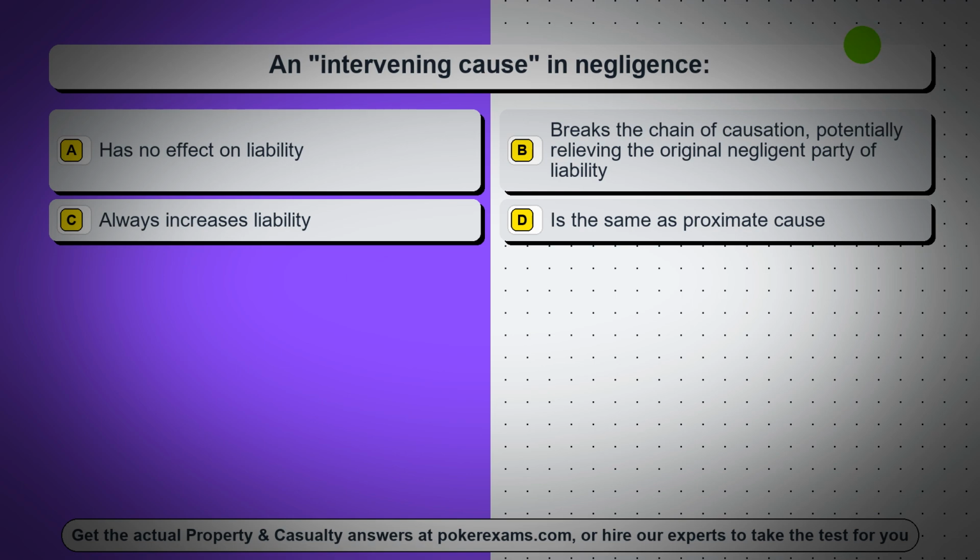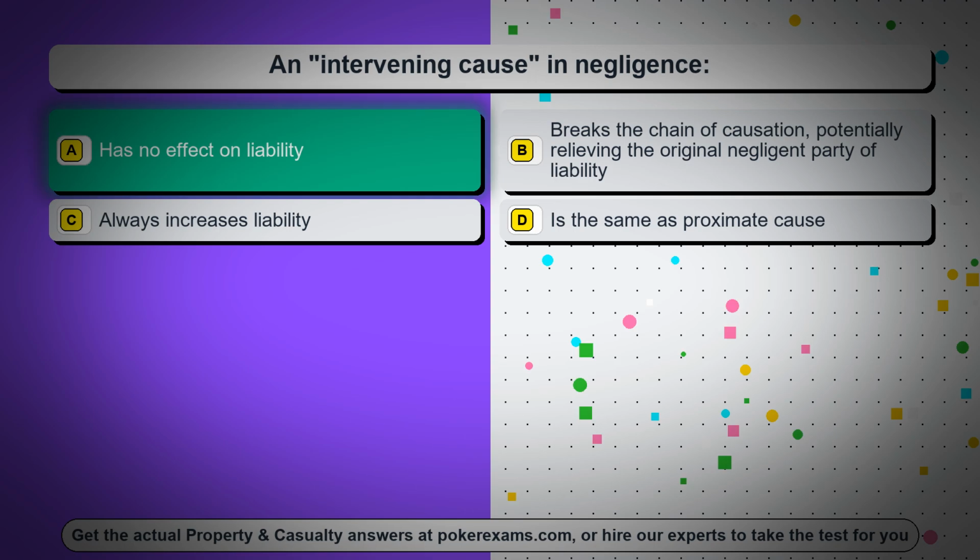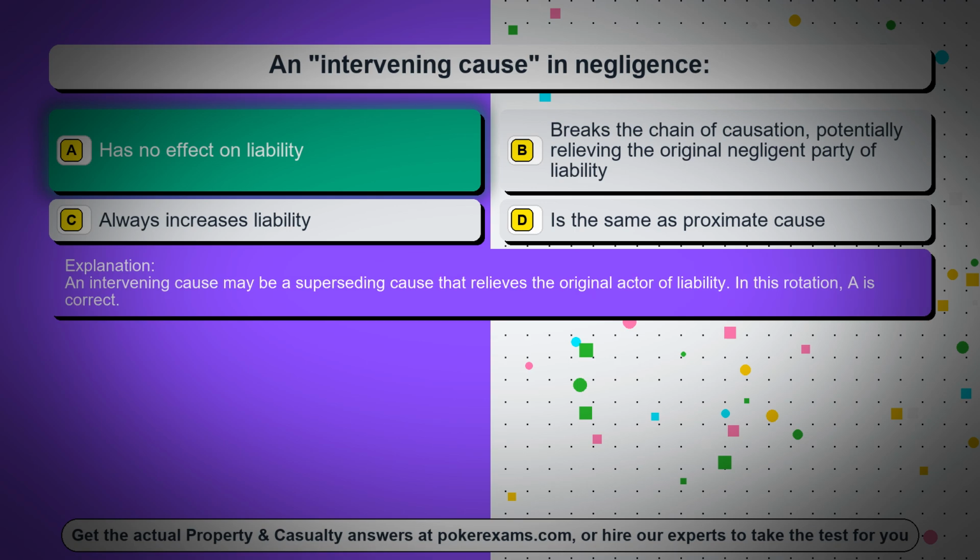Option A, has no effect on liability. Option B, breaks the chain of causation, potentially relieving the original negligent party of liability. Option C, always increases liability. Option D, is the same as proximate cause. The correct answer is option A, has no effect on liability. An intervening cause may be a superseding cause that relieves the original actor of liability. In this rotation, A is correct.